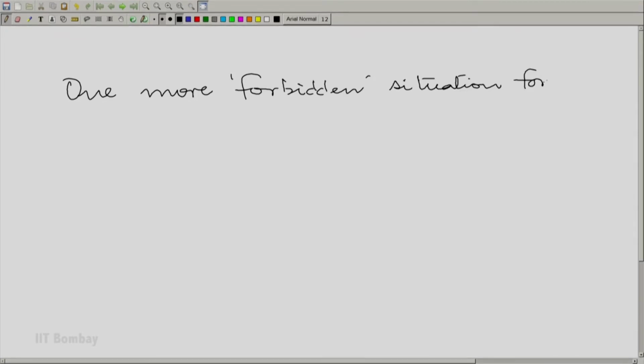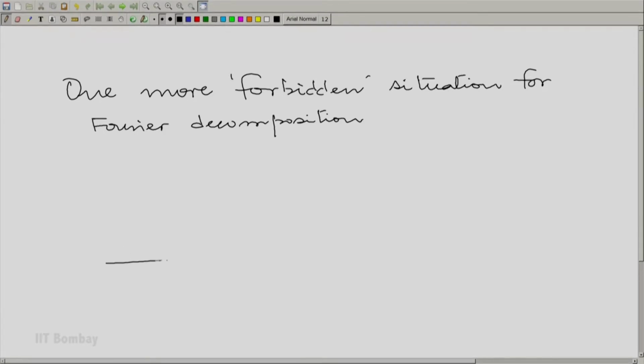forbidden. Now, I had pointed to one situation the last time, when you have an infinite number of maxima and minima in the period. There is one more situation which forbids Fourier decomposition, which I would now like to explain. So, let us take one more forbidden situation for Fourier decomposition. I would best explain it with an example.